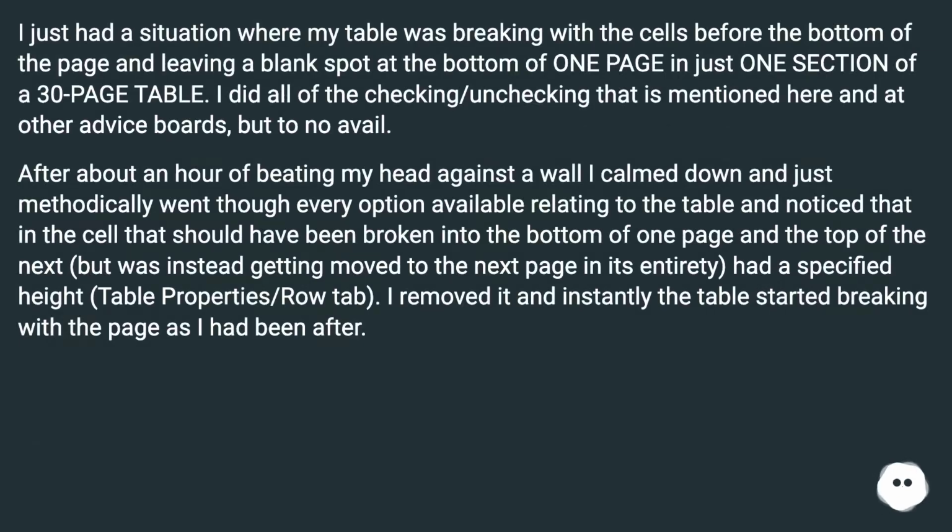I just had a situation where my table was breaking with the cells before the bottom of the page and leaving a blank spot at the bottom of one page in just one section of a 30-page table. I did all of the checking and unchecking that is mentioned here and at other advice boards, but to no avail. After about an hour of beating my head against a wall, I calmed down and just methodically went through every option available relating to the table and noticed that the cell that should have been broken into the bottom of one page and the top of the next, but was instead getting moved to the next page in its entirety, had a specified height, in the Table Properties row tab. I removed it and instantly the table started breaking with the page as I had been after.